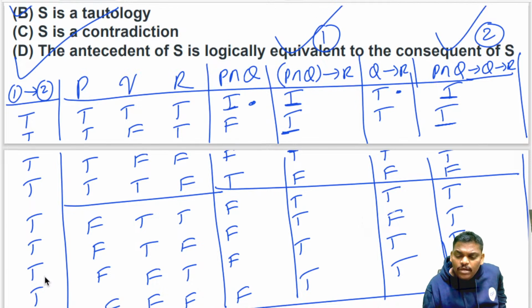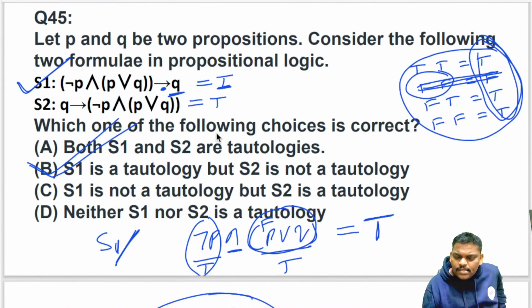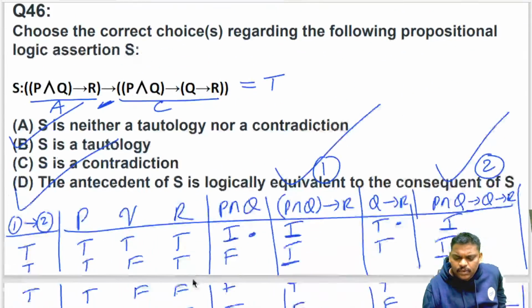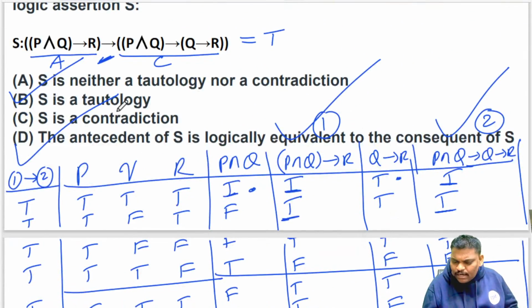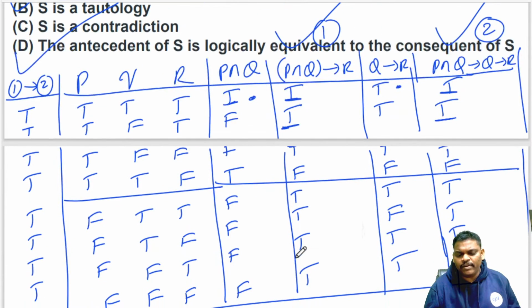If the question is only tautology or not, do like this. If the question is something else, see this one. Here tautology is also there, and some more things: they are logically equivalent or not. See the option D, logically equivalent and all. So I thought, let's go for a table. I can prove tautology or not, but I cannot say option D. So for option D I went for the table.